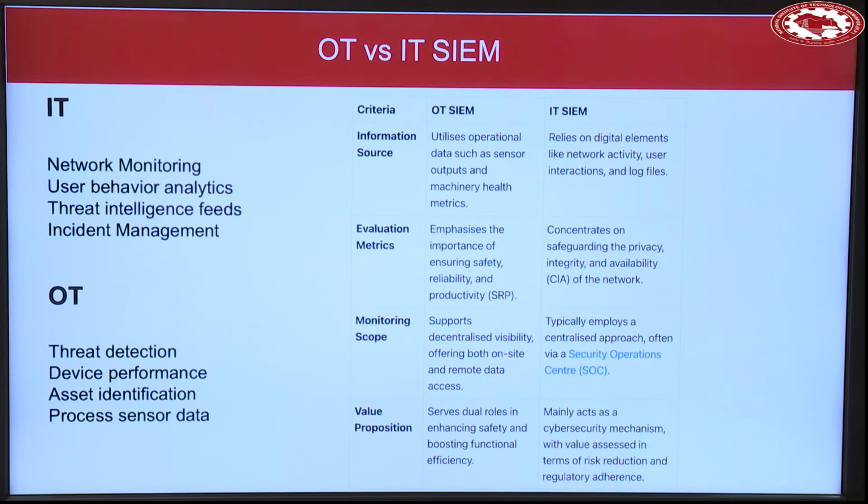Right? So that is the emphasis of physical systems. On the other hand, IT systems focus on CIA. Their priority is confidential information. On the other hand, in OT, availability is the primary key. Availability, then integrity, and then confidentiality.